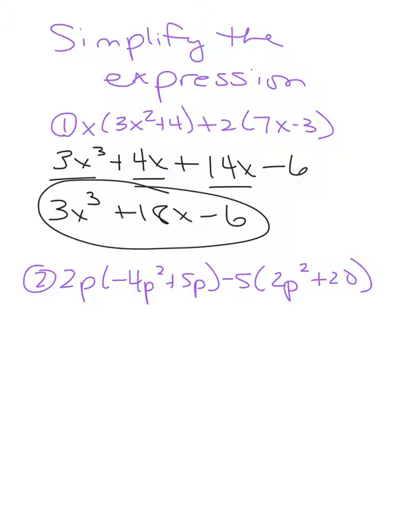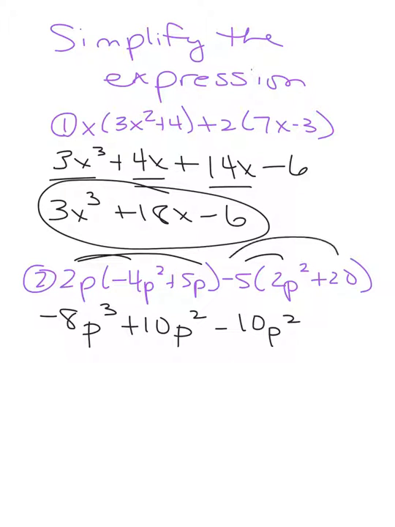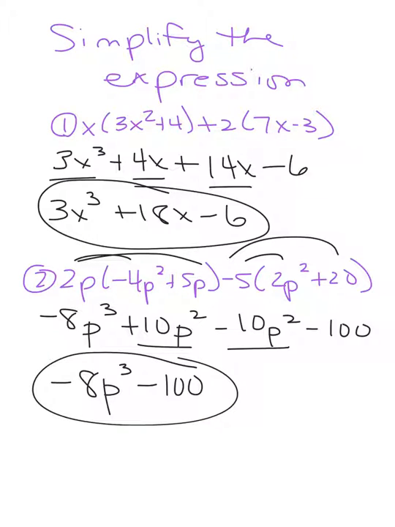I have 2p times negative 4p to the 2nd power, which gives me negative 8p to the 3rd. And then 2p times 5p gives me plus 10p to the 2nd. Minus 5 times 2p to the 2nd gives me minus 10p to the 2nd. And then minus 5 times 20 gives me negative 100. I'm going to combine my like terms. So I have negative 8p to the 3rd. This 10p squared and negative 10p squared, they're going to zero out. So then my final answer is just negative 8p to the 3rd minus 100.